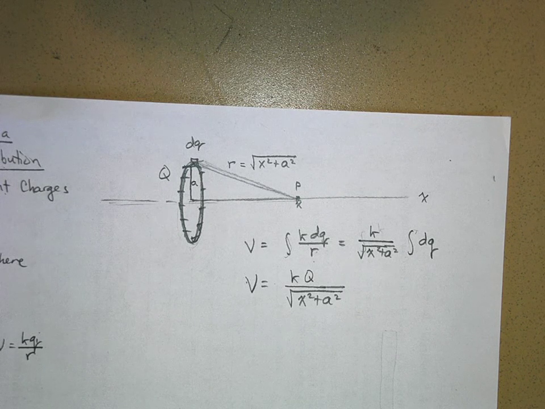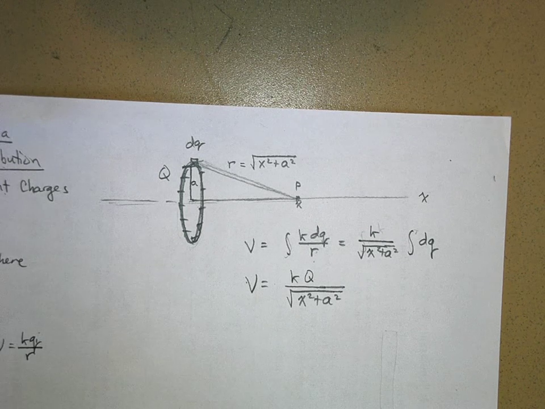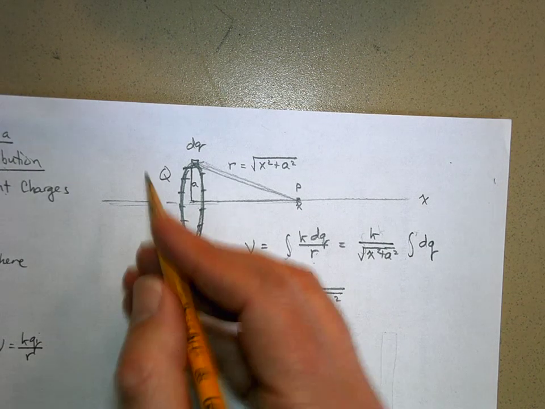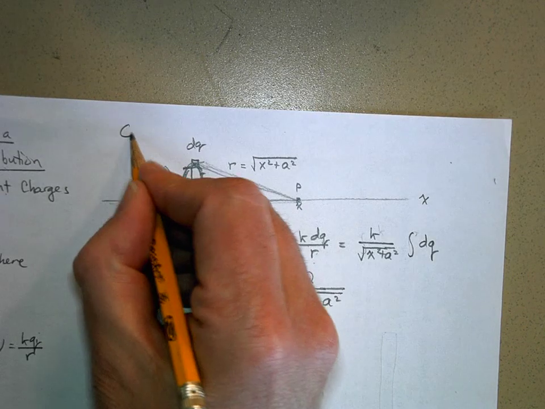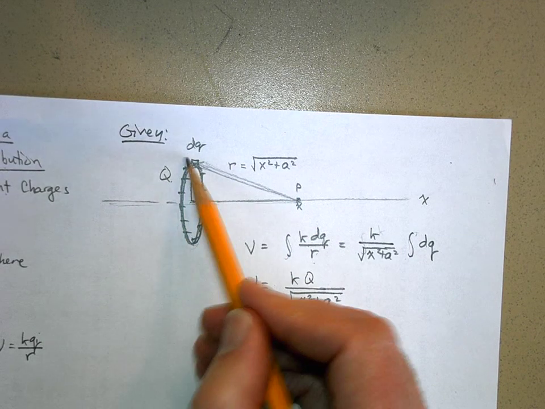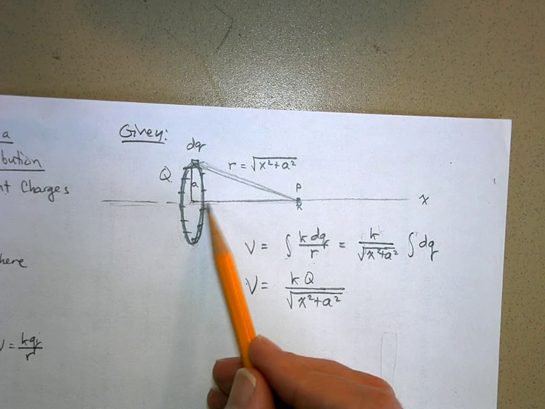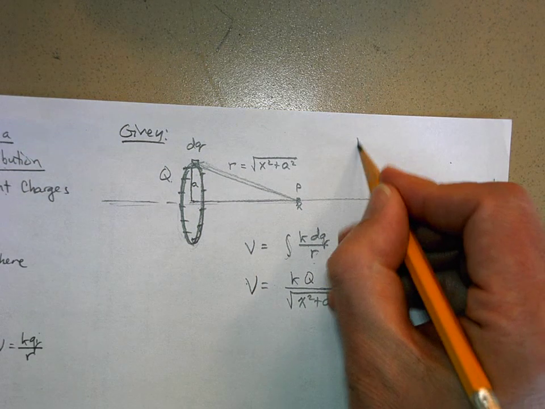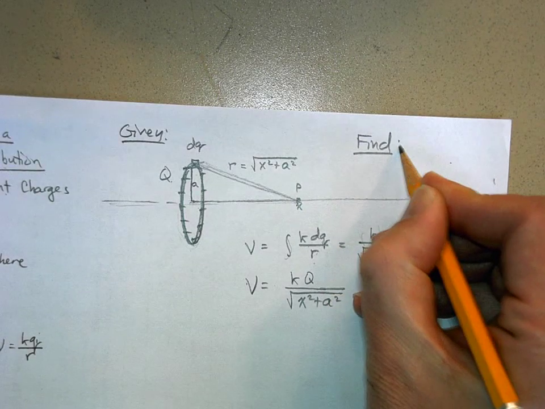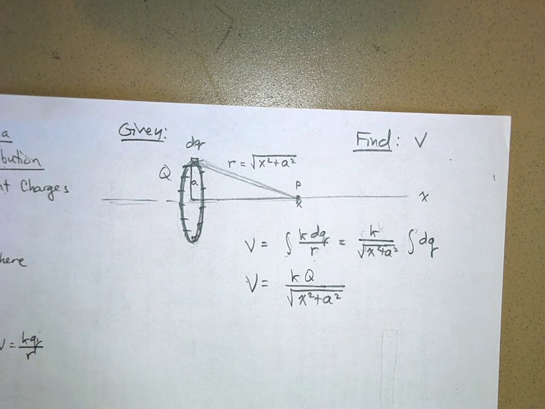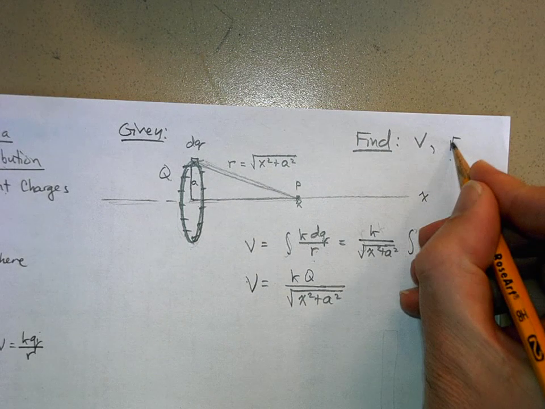Now, this is my answer. I guess I should write given, find, and solve. Sorry about that. Given. We're given Q, this is total charge Q, a, distance x, central axis, and all that. And so what we wanted to find, of course, was the voltage at this point x distance away. But let's find something else. Let's find E.